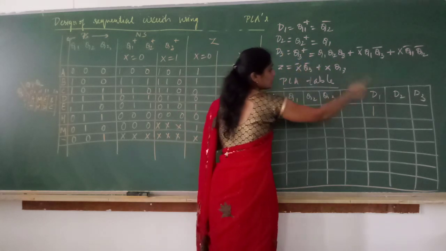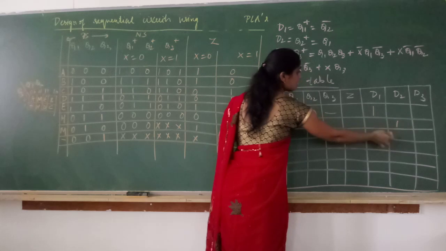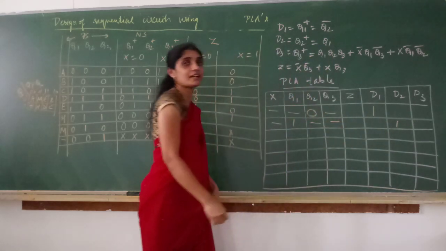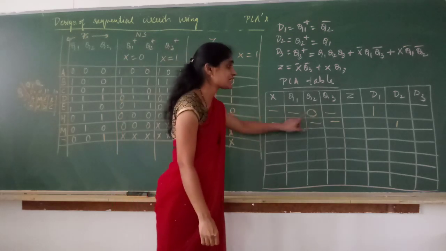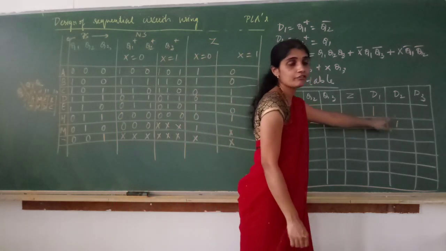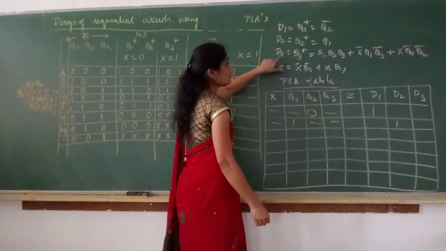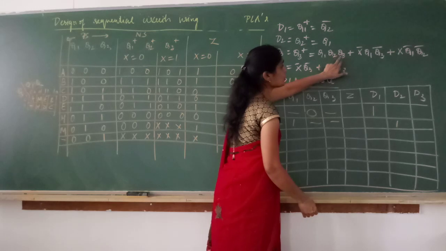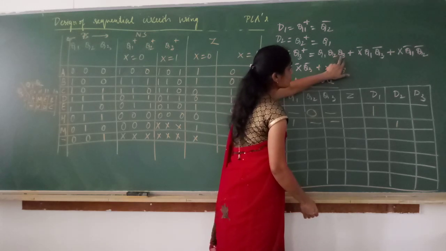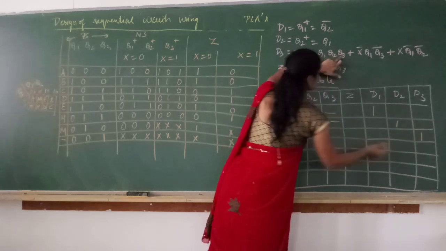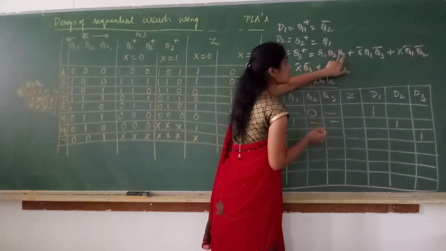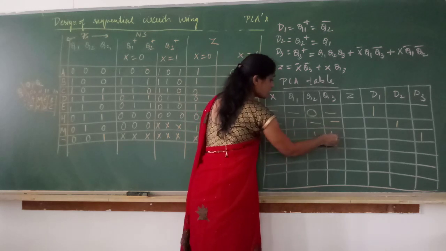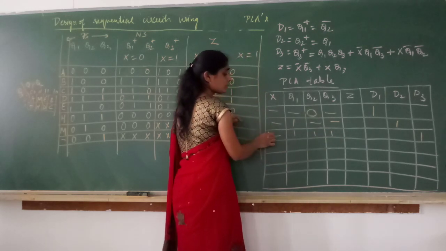D2 is what? Q1. So, D2 is 1 when Q1 is 1. The remaining are don't care, they are not connected. Only Q1 is connected for D2. That is the meaning of this. D3: Q1, Q2, Q3. So, for the third product term, Q1, Q2, Q3, right? D3 is 1 when Q1 is 1, Q2 is 1, Q3 is 1. X is don't care. Don't care means it is not connected.